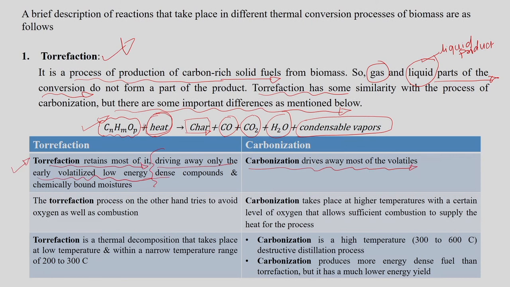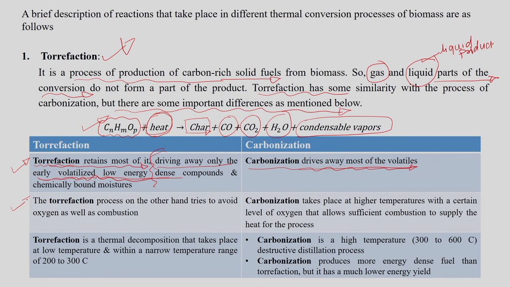If you try to compare the torrefaction and the carbonization process, in case of the torrefaction process, it retains most of the volatiles, driving away only the early volatilized low energy dense compounds and the bound moisture which is present in the biomass. Whereas, in case of the carbonization process, it drives away most of the volatiles which are present in the biomass. This is a small but very effective difference between the torrefaction and the carbonization process.